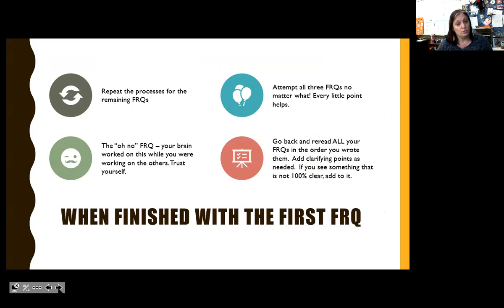Reread the question, reread your answer. Underline where you think you've explicitly answered the question. If you see something that you're reading to yourself and going, what was I thinking? Well, the reader won't know what you were thinking either. So go back and add an extra sentence in if you need to.